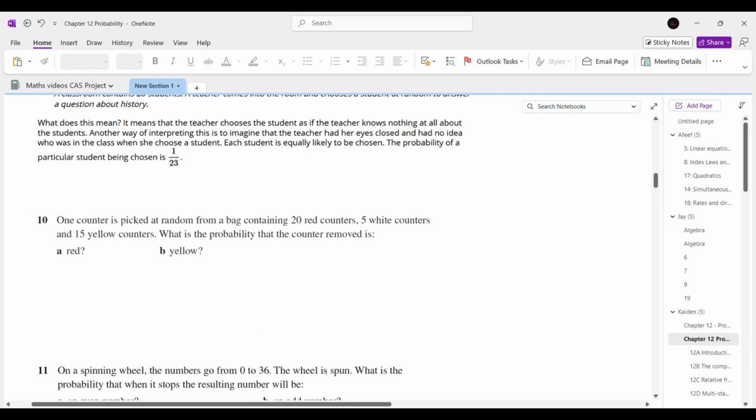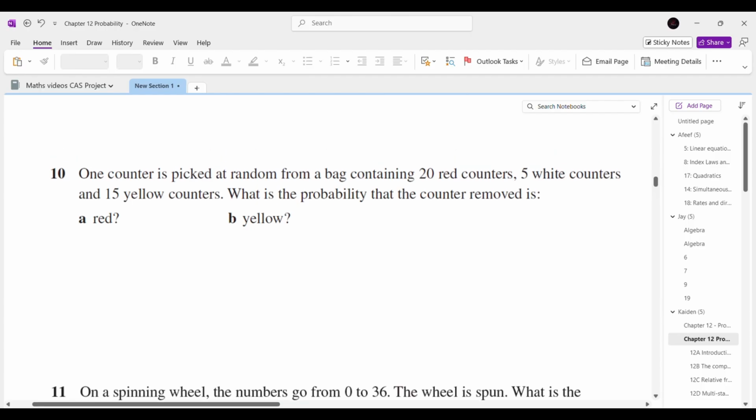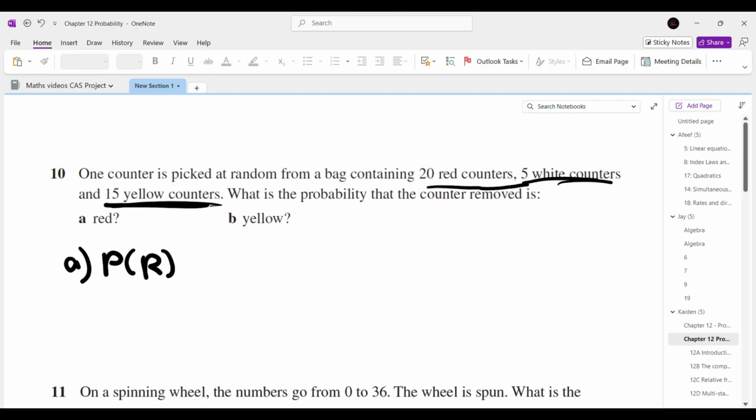Now let's try some practice problems so that you can get it a bit better. We have a bag containing 20 red counters, 5 white counters, and 15 yellow counters. The probability that it's red, remember, the probability of any event is just the favorable outcomes over the total number of outcomes. We just wrote it as F over T. So the favorable outcomes are 20, over the total, which is 20 plus 5 plus 15, which is 40. So the probability of pulling out a red counter is 1/2.